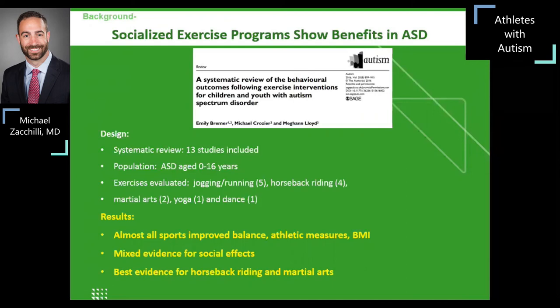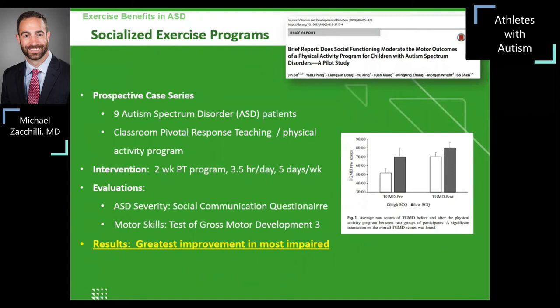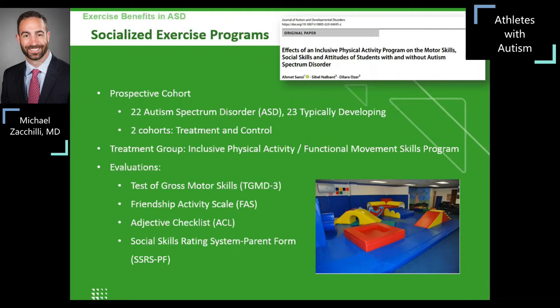When we look at this prospective case series, this looked both at social skills as well as motor skills. And interestingly enough, the patients with the greatest impairment benefited the most. So it really highlights the importance of sports and exercise in this community. In this particular cohort, this looked at 22 autistic children, compared them to typically developing matched normals, and tested their motor skills and social skills.